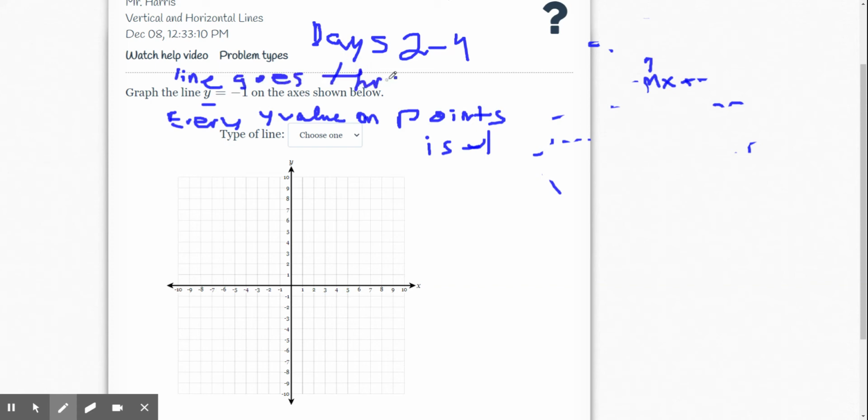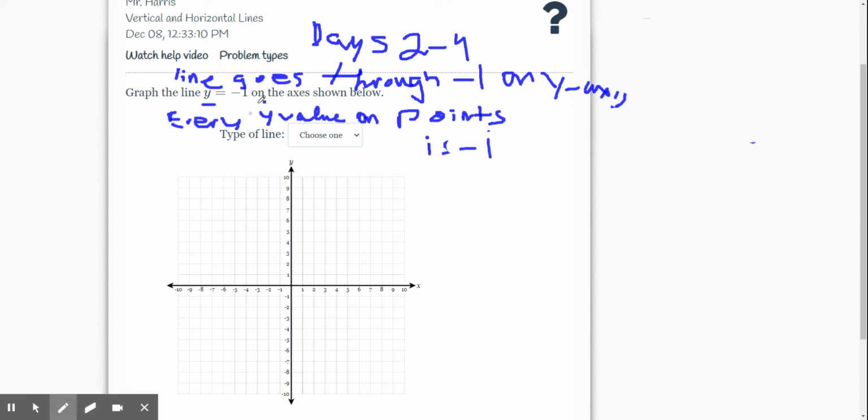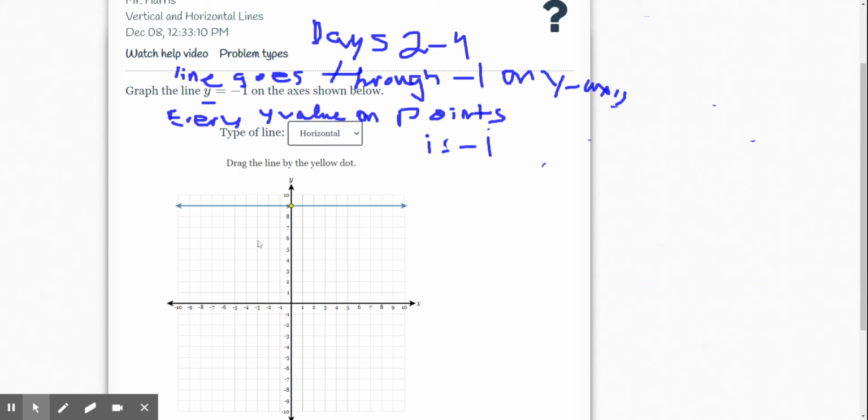Sorry for my bad writing here. You can tell I'm not an English teacher. It goes through negative 1 on the y-axis. Let me clean some of this up for you guys. I don't know why some of this keeps popping back up, but that's okay. So the line goes through negative 1 here. So it's going through like this. Is that a vertical or a horizontal line? That's 100% a horizontal line.